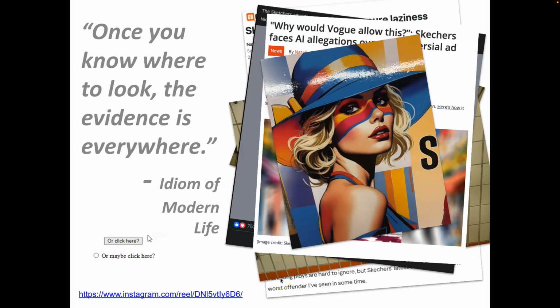So Skechers' recent campaign for a new shoe called the Uno is just a nationwide, probably international marketing campaign using AI imagery that is completely inconsistent. So this is one example. This is the first one I saw. I saw it in a magazine in the library.